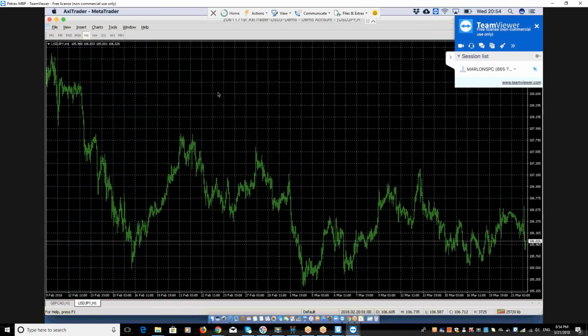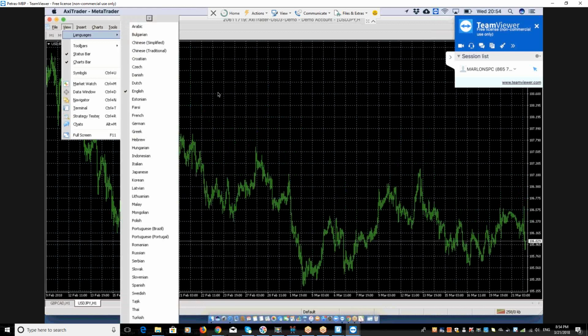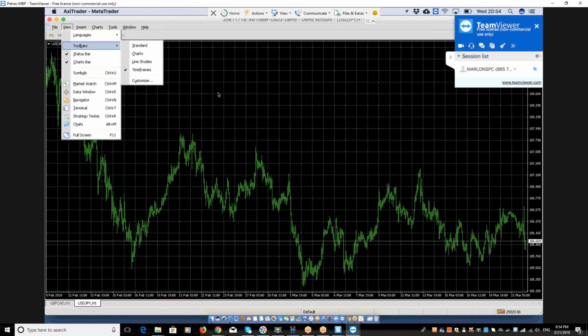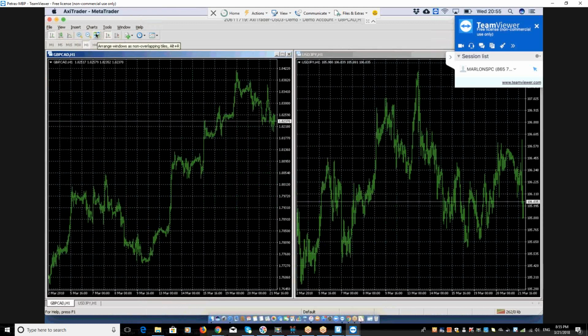Now what I want you to do for me, I want you to go back to your view, and then I want the navigation. No, I need to go to toolbar, and then I want to say chart. Okay, and then I want you to click on this bit, so we can see both of our charts, right? Okay, so this is just arrange window.